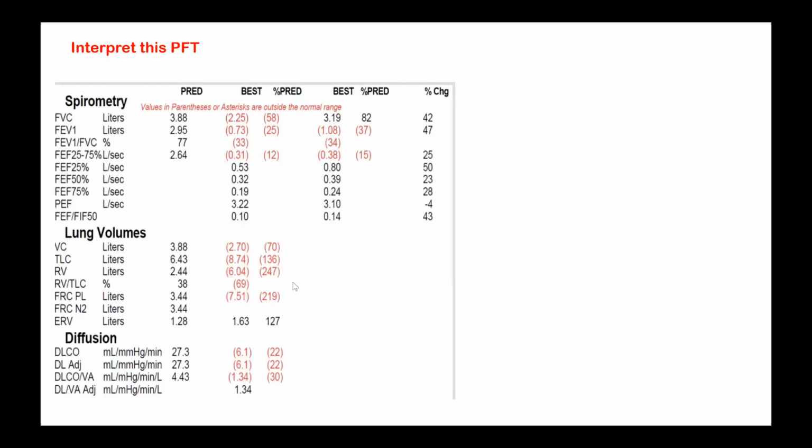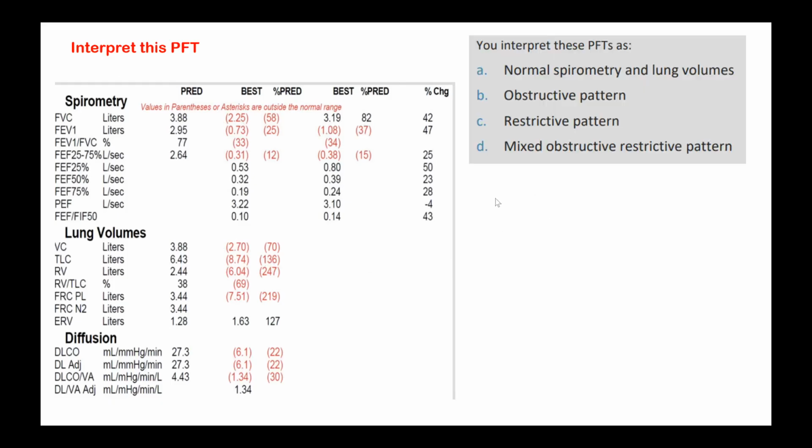Now there is another example. This is the predicted. FVC is low, FEV1 is also low. Post bronchodilator also not much improvement, but here the FVC improves almost to 82%. And the total lung capacity is increased, higher than normal, 136. So the options are the same: normal, obstructive, restrictive, mixed. Obstructive.